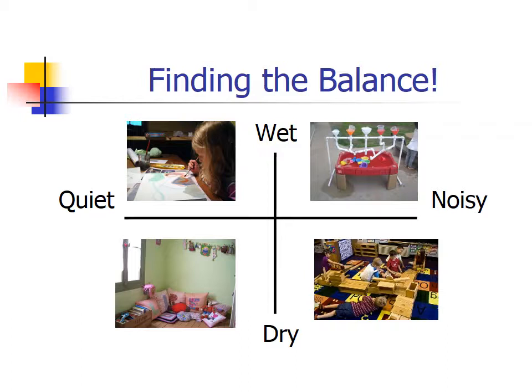Watercolor is wet but quiet due to children being seated and working with fine motor manipulation of the brushes. Blocks are obviously noisy and dry. The reading corner is quiet and dry, and sensory tables with water, sand, or foam pieces are noisy and messy or wet. When you evaluate your learning environment, check for balance. Check for the diverse learning experiences.